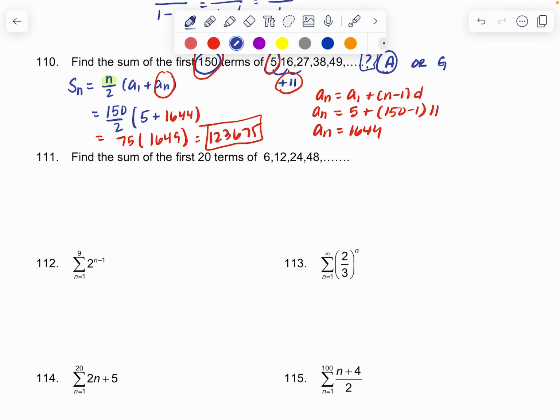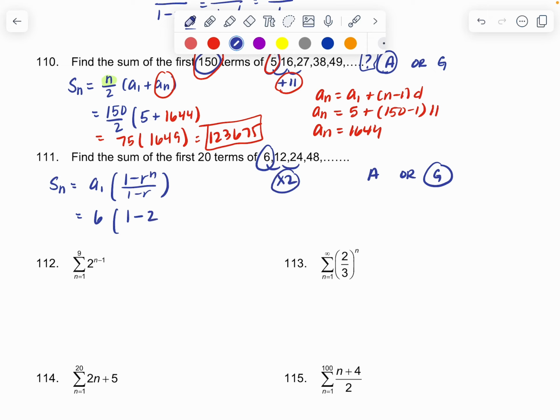Same idea. Find the sum of the first 20 terms. Let's see if we're geometric or arithmetic. So again, to go from term to term here, I'm multiplying by 2. So since I'm multiplying by 2, I'm definitely geometric because I'm not adding. Okay, so the geometric sum formula is a sub 1 times 1 minus r to the n all over 1 minus r. Let's see if I have all of my information. Do I have a sub 1? Yes, I do. That's 6. That's my first term. 1 minus, my common ratio is 2. And the n is the number of terms, which is 20. And then all over 1 minus 2.